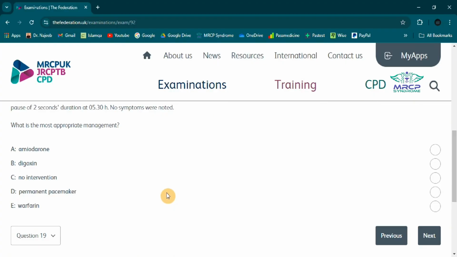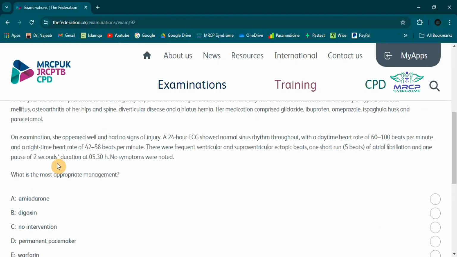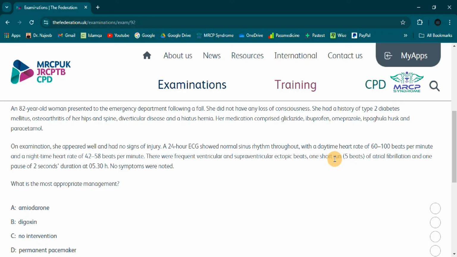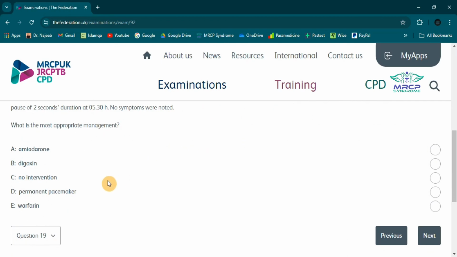If we analyze the other options, amiodarone is typically used for rhythm control in atrial fibrillation or in ventricular arrhythmia. In this case, the atrial fibrillation episode was very brief, only 5 beats, asymptomatic, and not sustained, and it does not seem to be the primary issue. The patient has no documented symptomatic arrhythmia that would warrant amiodarone therapy. And amiodarone also has very significant side effects, particularly in elderly people.